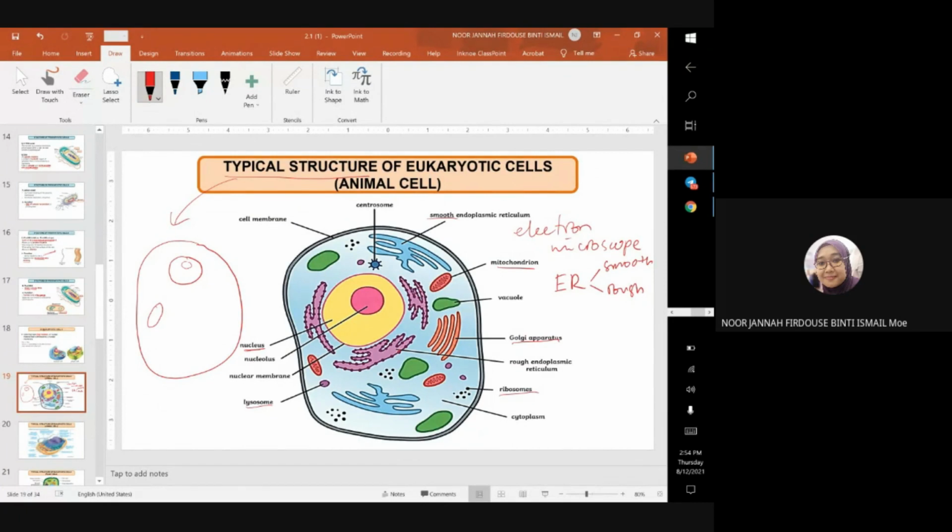So yang dinamakan organelle adalah this one, nucleus, endoplasmic reticulum here, either smooth or rough, mitochondria. Vacuole also can be included as organelles. Tapi dalam animal cell vacuole tak nyata sangat. Then ribosome also will be discussed, Golgi apparatus ataupun Golgi body. Okay, nucleolus is in the nucleus, so we are going to discuss about nucleus, not the nucleolus per se.